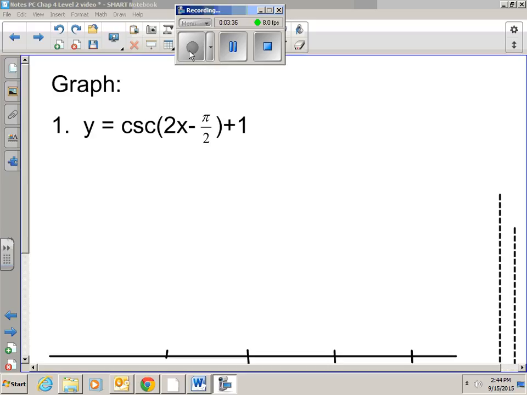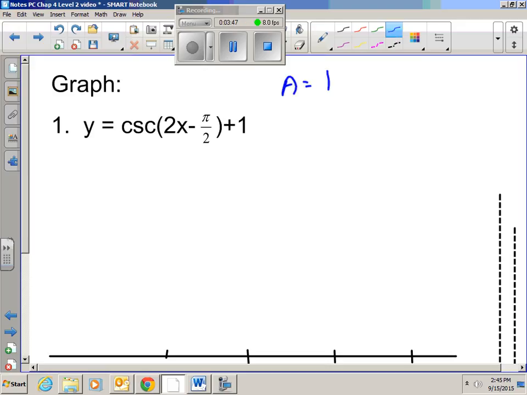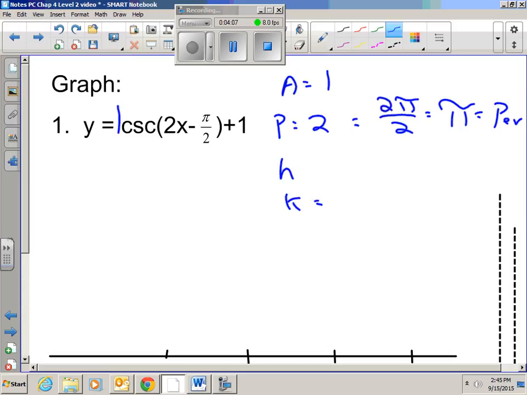Okay, looking at this one right here, it looks like we have a cosecant curve, which is the reciprocal of sine. Let's look at a few things real quick. My amplitude in this case is 1, since there's nothing in front of the cosecant. My P is 2, which means my period is 2 pi divided by 2, which is pi. So my period is just pi. I do have an H and a K. K is equal to 1. That's easy. H is pi over 2, and I'm now going to use the formula.